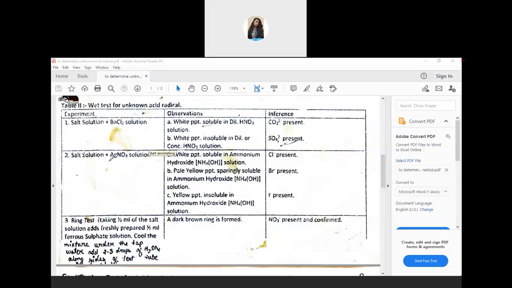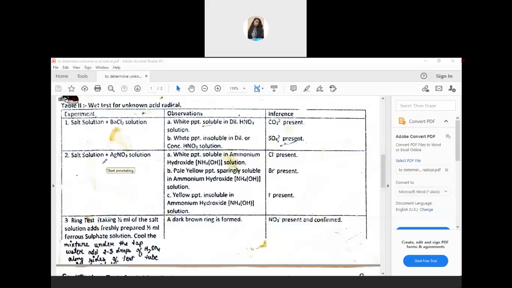Okay, so the next test is salt solution plus silver nitrate solution. For the second test, you have to take a clean test tube, take the salt solution, and add silver nitrate solution. For this test, you can see three observations. First of all, you can see a white precipitate which is insoluble in ammonium hydroxide. If you see a white precipitate, we then have to add ammonium hydroxide.